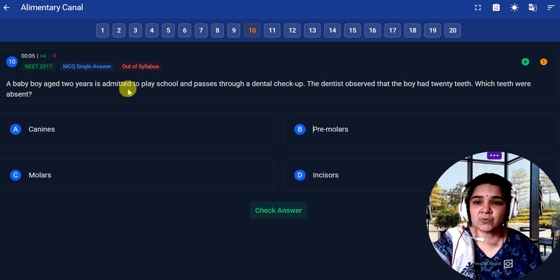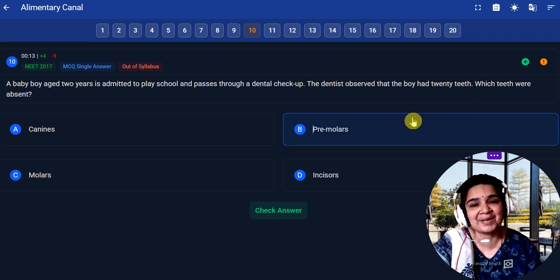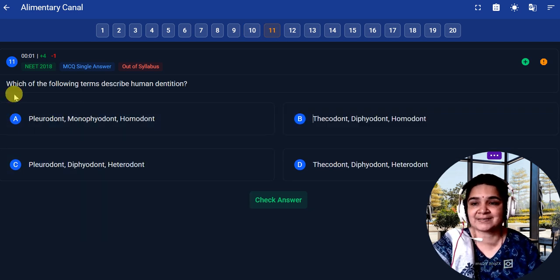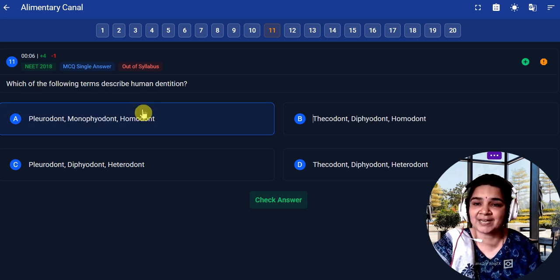A baby boy aged 2 years is admitted to the play school and passes through a dental checkup. The dentist observed that the boy has only 20 teeth. We know that he is lacking premolars and one molar. Mainly, we have to name it as premolar. We have to select premolar. Which of the following terms describe the human dentition?